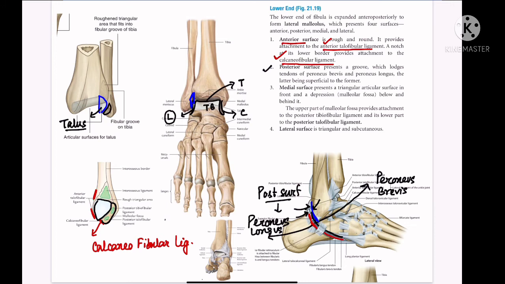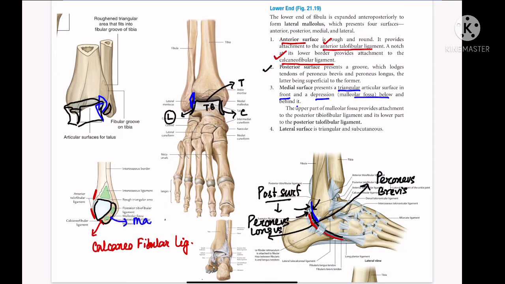Okay, so we can draw it like this. Let's draw the body of the talus. So it fits like this. The triangular articular surface over here, and the comma-shaped articular surface on this side. So the medial surface presents a triangular articular surface in front, which articulates with the talus and forms part of the ankle joint, and a depression, the malleolar fossa, below and behind.